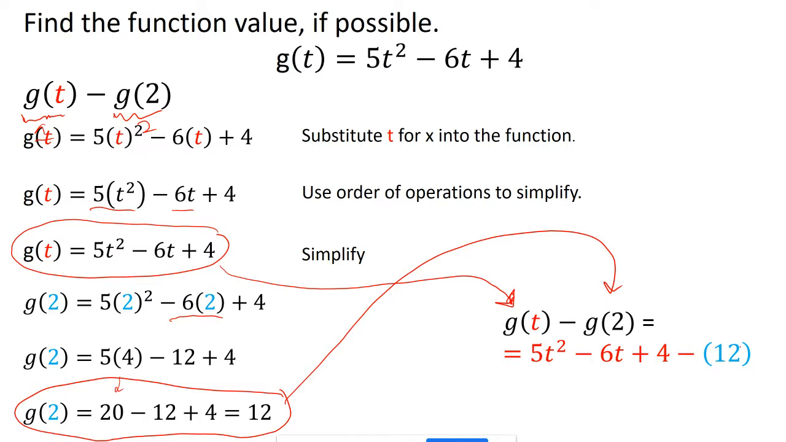Notice that I use parentheses around my 12. Here it doesn't make a big difference because you only have one number. But what if you had something like 12 minus t? Then you want to make sure it's in parentheses so that this negative is distributed across everything to the right. And so if we combine like terms, then we're going to end up with 5t squared minus 6t minus 8.